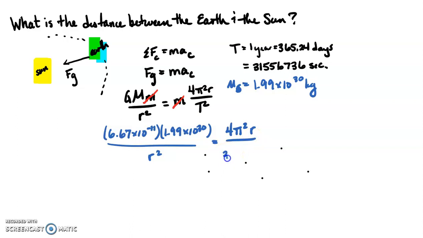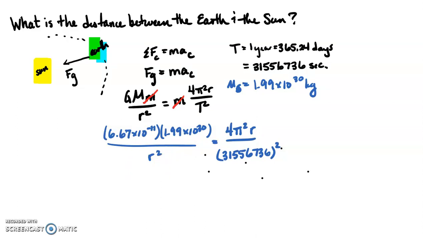And we now know T is 31556736. Don't forget to square it. Super common mistake. I don't know why. Tons of students just drop that bottom squared, because they get tired of all the squareds and stuff. All right, so now all we have to do is algebra to solve for the radius.